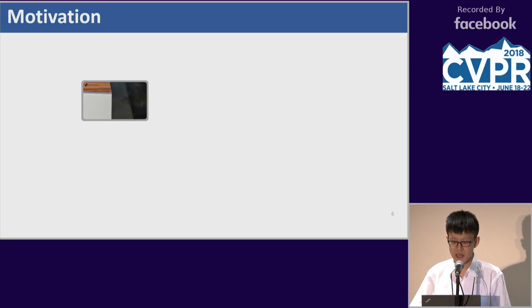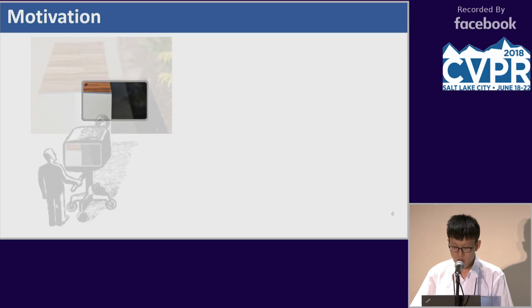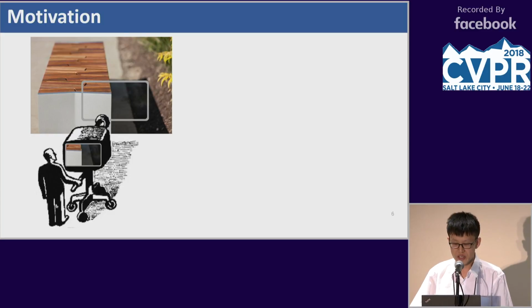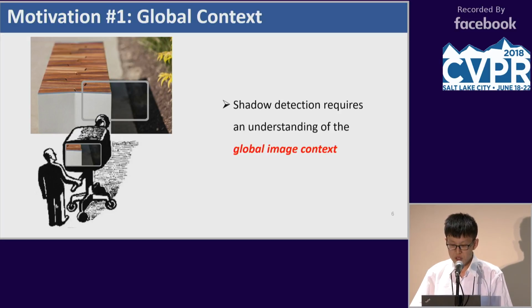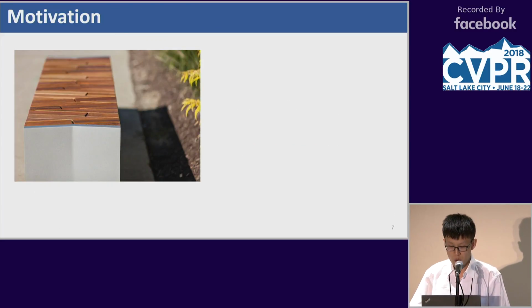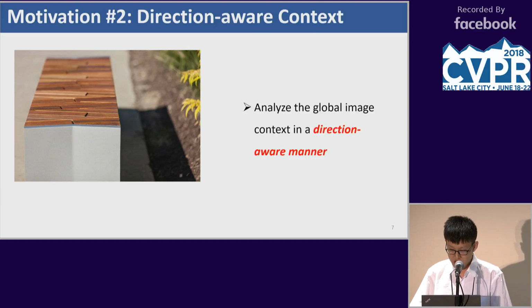Just like in this example, if we look at the local region in the image, it's hard to decide whether it's a black object or a shadow. We need to look at a larger region to know whether this is a shadow or not. So we argue that shadow detection requires an understanding of the global image context. More than that, we argue the global image context can be further analyzed in a direction-aware manner.